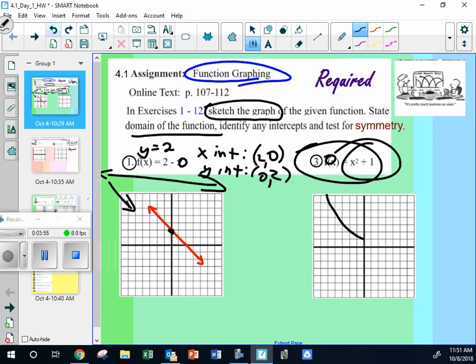And think about it. This is what it looks like. Does it look like there's any x-intercepts? No. Okay. All right. So that's the reminder of how to do all of those little things with functions. But what's the new thing? The new thing is this.